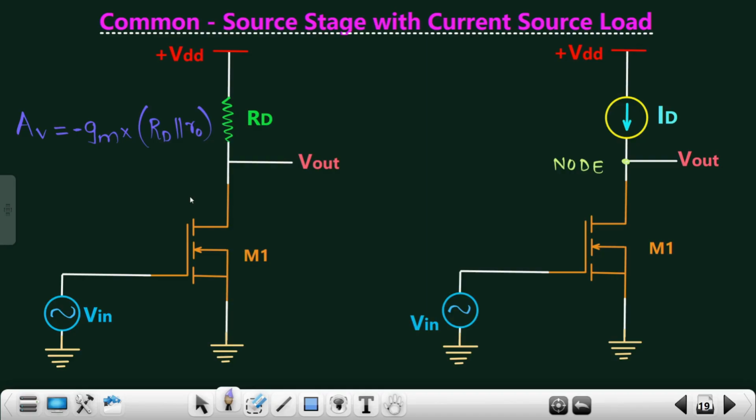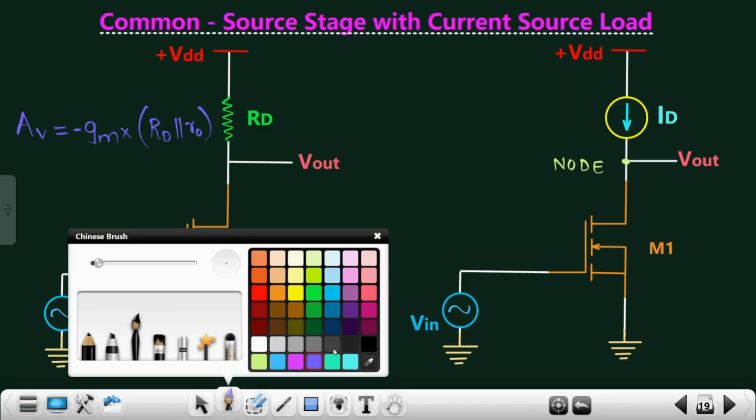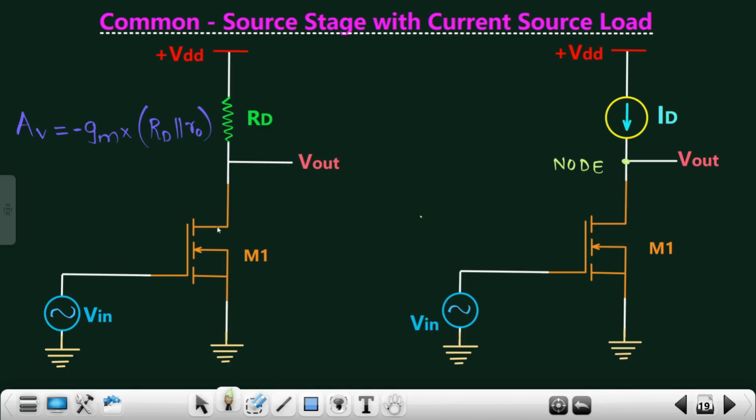Alright, I believe you have thought upon this particular answer. Now it's my turn to explain. If you remember, in the common source stage, in the previous course, I clearly mentioned that this RO is very high as compared to RD.